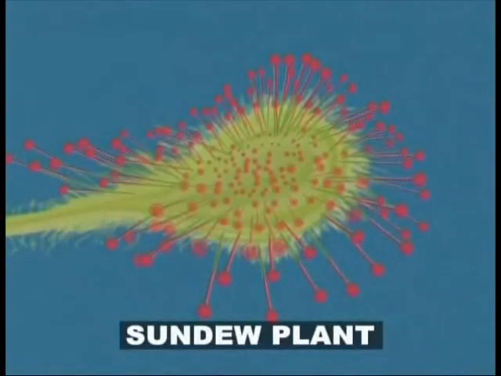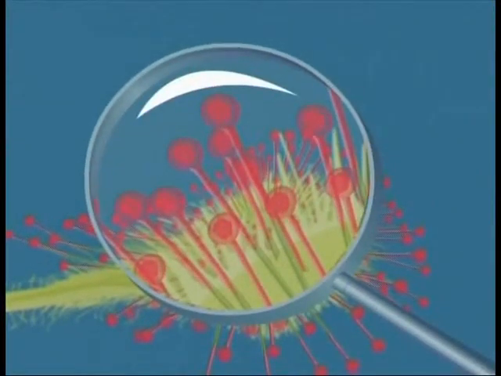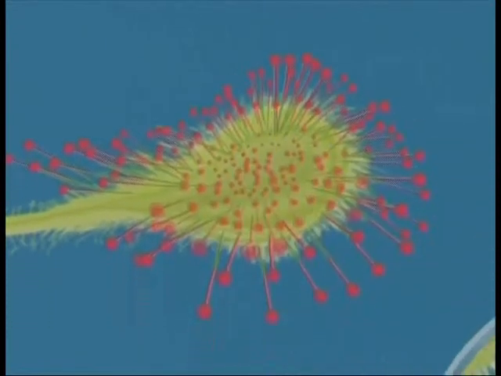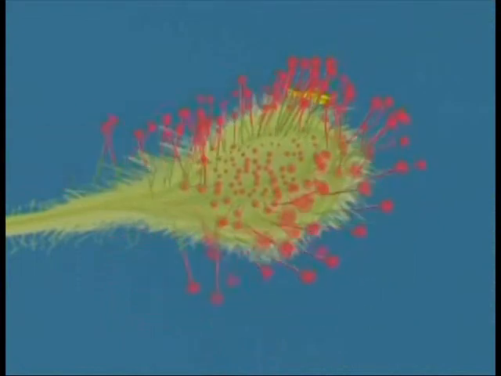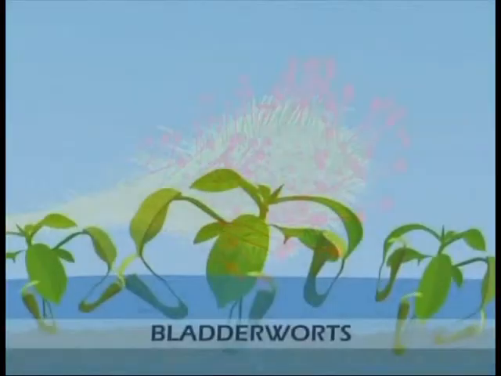Sundew plant uses a different technique. The small leaves of sundew plant are covered with hairs, and each hair is tipped with a sticky drop of digestive juice. As soon as the fly sticks to one of the hairs, all the hairs gradually bend over the insect and trap it. Then the plant easily digests the trapped insect.